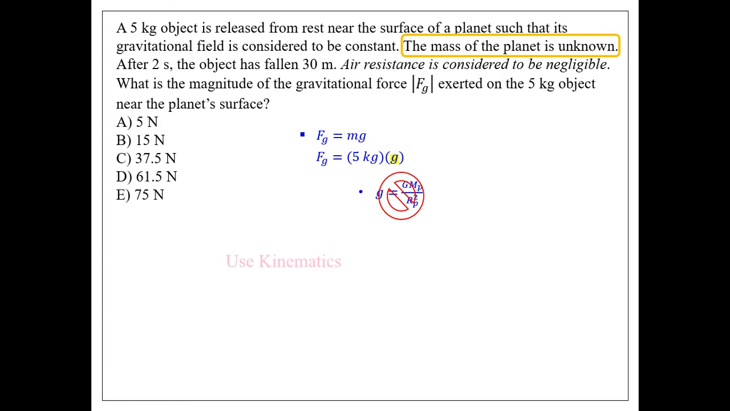What I'm going to do, though, is I'm actually going to use kinematics, okay? Well, why would I use kinematics? Because the problem kind of leans that way. It says after 2 seconds, which is some sort of time interval, it has fallen 30 meters, which is your vertical displacement.